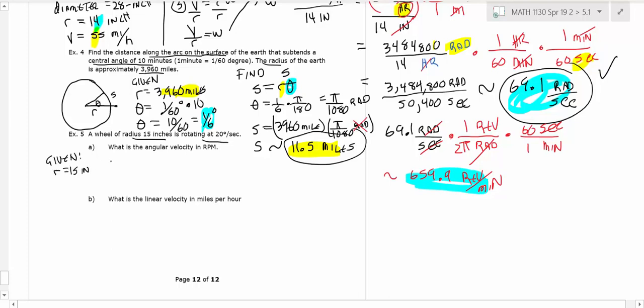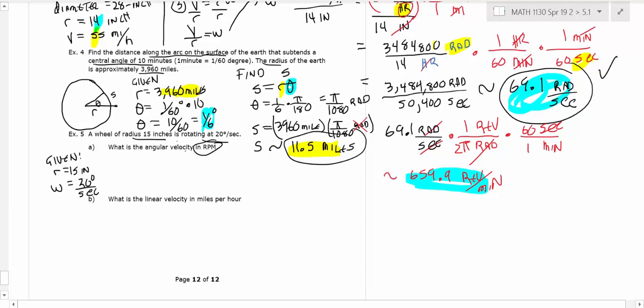Now, what is 20 degrees per second? Is that linear velocity or angular velocity? That's angular. It's not in the units we expect, but angular velocity is an angle per unit of time, so 20 degrees per second. That's why I know that it's omega. So I've already given you the angular velocity. All I do on part A is a conversion to revolutions per minute.